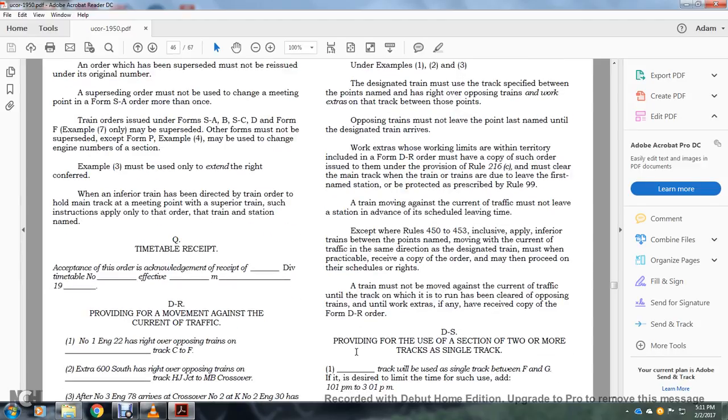Alright, an order that has been superseded must not be reissued under the original number. The superseding order must not be used in changing the meaning of the form. Orders may not be made more than once. The train orders issued for the forms A, B, C, D, and the form F.